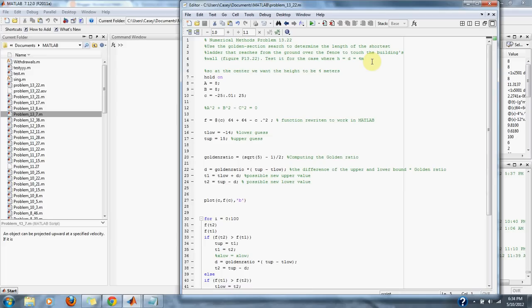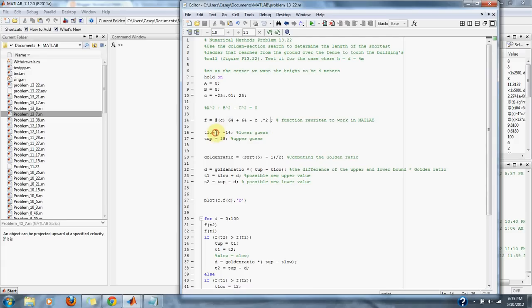from the wall. So we simply need to use a squared plus b squared equals c squared, and subtract c squared from the right side of the equation, and then set up our anonymous function here where we have our a squared 64 plus our b squared 64 minus our c squared, which we were looking for. So the problem asks us to use golden section search, so that's what we will do.